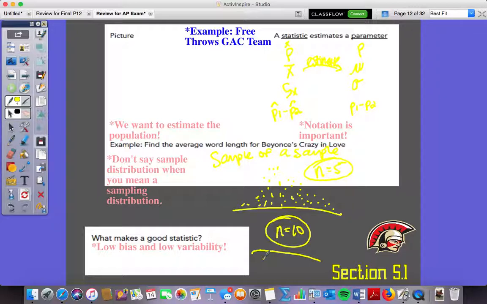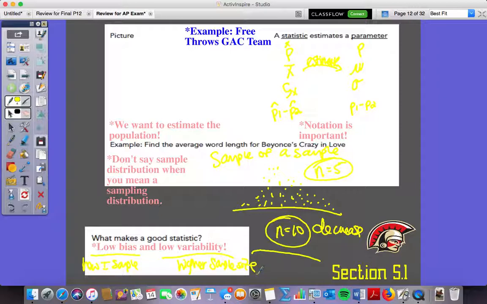The variability would decrease. As we increase sample size, the variability decreases. And obviously, that makes sense because I'm averaging 10 values together. So what makes a great statistic? Two things. We have to have low bias and low variability. Very important. You got to know that. How do I decrease bias? How I sample. How do I decrease variability? Increase your sample size. That's all I'm looking for.